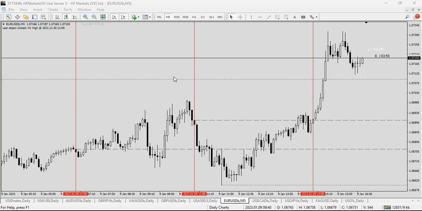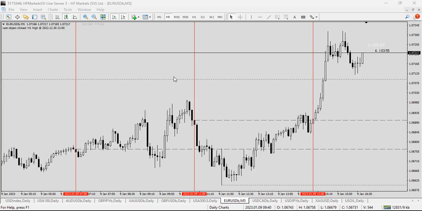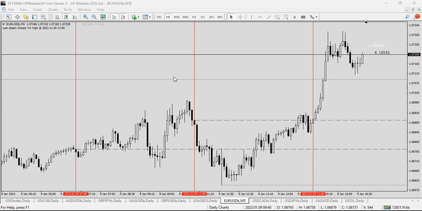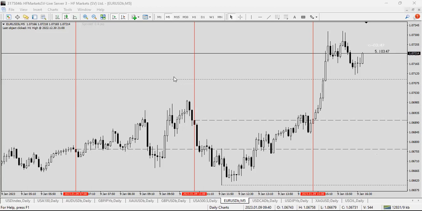How is a failure swing defined? It's a swing that fails to take out a previous swing. The definition of low resistance liquidity run. Hint, hint. Look at that. Hidden in plain sight.